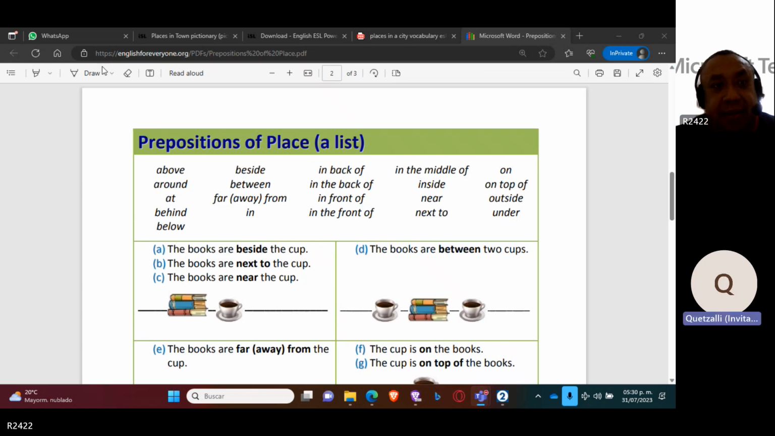Under. Okay, because you please copy this and please copy the title, please, prepositions of place, and then you copy the prepositions, okay? And then I will tell you the Spanish, okay?